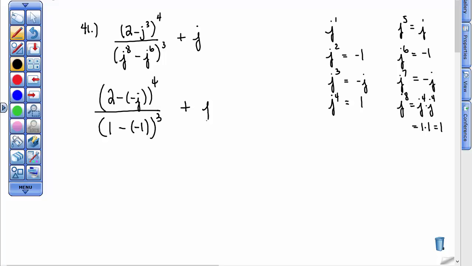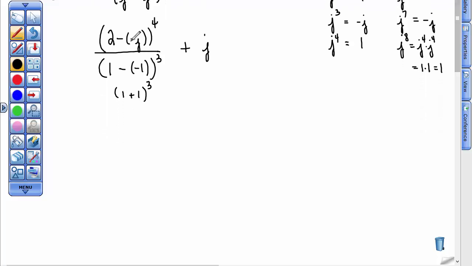Of course, I'm going to add j at the end. This is 1 plus 1 for the denominator. And 1 plus 1 is 2. And 2 cubed will be 8. Let's go to the upstairs. So this is 2 minus j. 2 minus a negative j, which is 2 plus j. And I have to raise that to the fourth power.